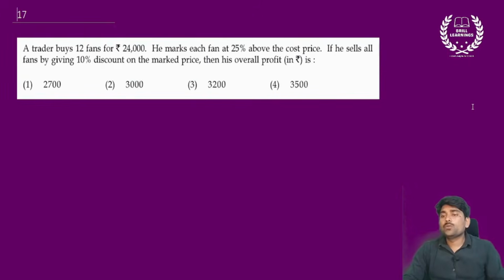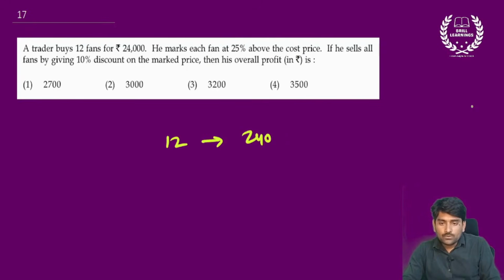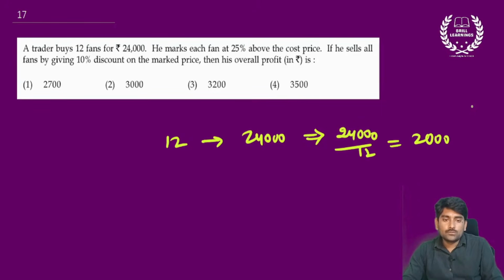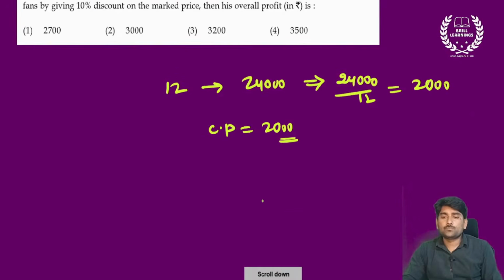A trader buys 12 fans for 24,000. Each one is 2,000 because 24,000 by 12 gives us 2,000. 2,000 is the cost price here. Now, he marks each fan at 25% above the cost price. Means market price, MRP, is 25% above.